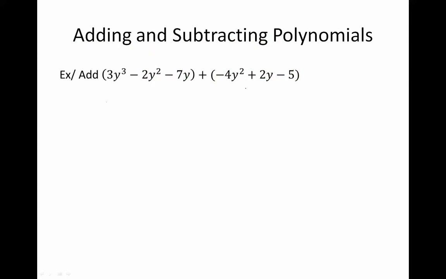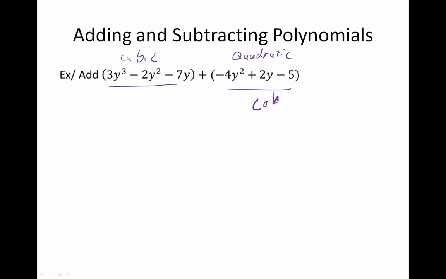So let's look at an example here. We have two polynomials here, right? This one and this one. You can see they're separated with the parentheses like that. This one over here is a cubic. This one over here is a quadratic. And when we add these two things together, the parentheses is really just there to separate the polynomials. It doesn't mean anything operations-wise.